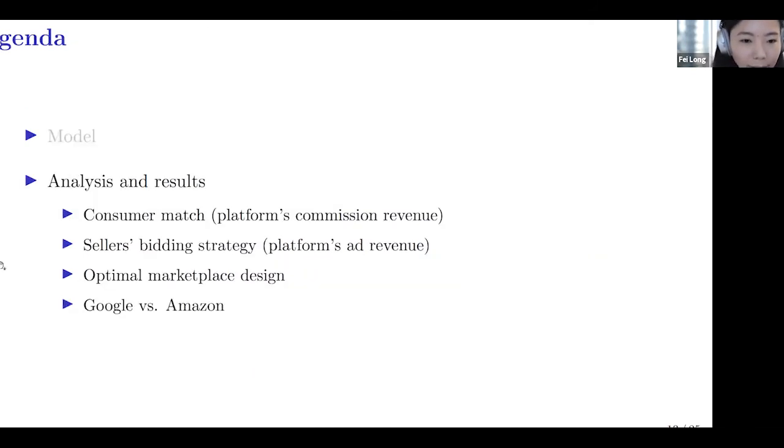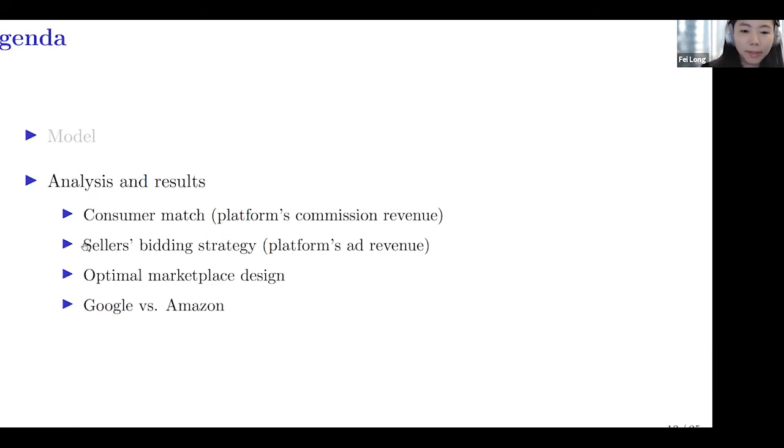Now let's get to the results part, okay? What we're going to do is first figure out the consumer match. Why are we interested in consumer match? Because the platform charges a commission for each purchase. So this is related to the platform's commission revenue. And the seller's bidding strategy actually relates to the question of how we figure out product quality based on the seller's bid. What we solve is, given the product quality, the seller will have a bidding strategy, which is the optimal bidding function. And knowing that function, we can reverse it to figure out sellers' quality from their bids.